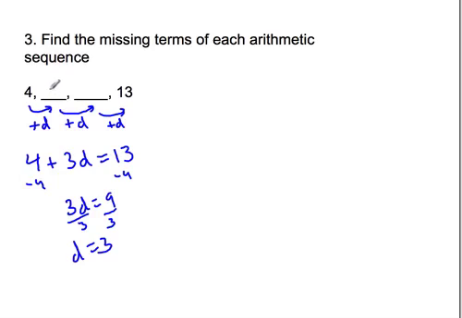That means your next couple of terms are going to be 7 and 10 and then 13. So you can check your answer. 4 plus 3 is 7, plus 3 is 10, plus 3 is 13, so it works.